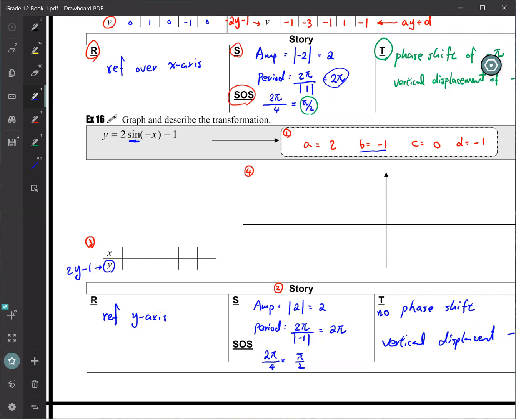What's the first y? Not sure. Do you know the original y? Do you know the y value for the original sine graph? What's the first number? 0. Yeah, so you put that 0 into the formula, 2y minus 1, put it in, and then you can get the new y.